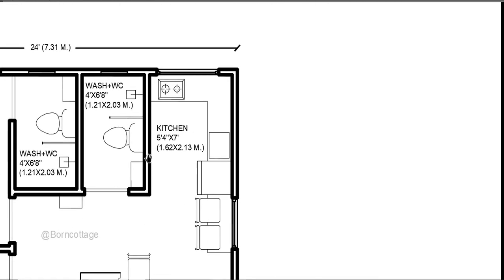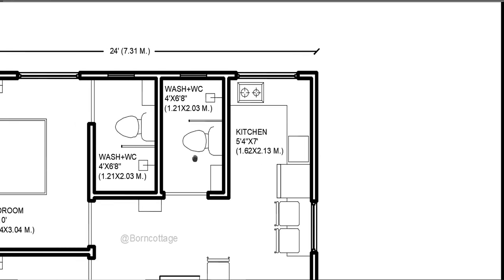So we have the kitchen area. The size of the kitchen is 5 feet 4 inches into 7 feet, in meter 1.62 into 2.13 meter. You can see here the kitchen counter with burner, sink and refrigerator arrangement and a large size window for ventilation of this kitchen. After that we'll go on the left side. So we have the washroom area.